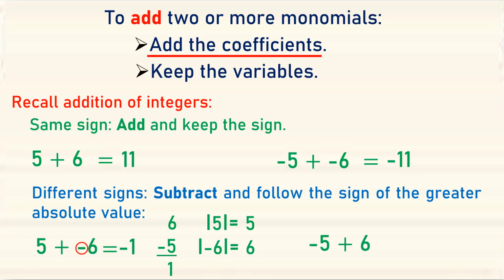Now let us have negative 5 plus 6. So we subtract 6 minus 5, which is 1. Since the absolute value of positive 6 is greater than the absolute value of negative 5, we have positive 1. We follow the sign of positive 6.